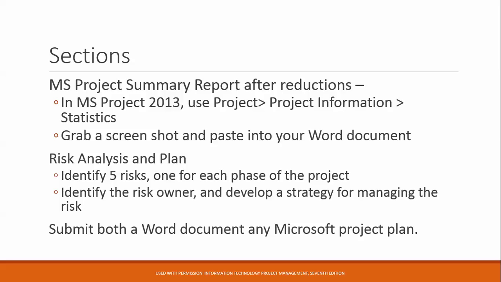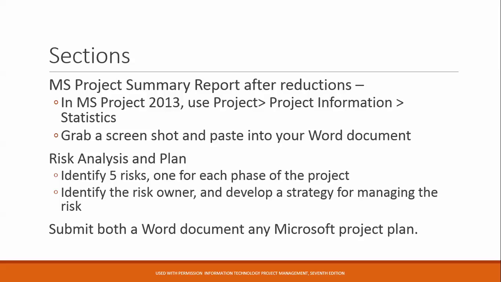And again, in Microsoft Project 2013, you're going to go to the Project tab, click on Project Information, and then click on the Statistics button when it comes up. Grab that screenshot and put it in there. So you're going to have a screenshot of how it is, you're going to reduce it, then you're going to justify it, and then you're going to get another screenshot.